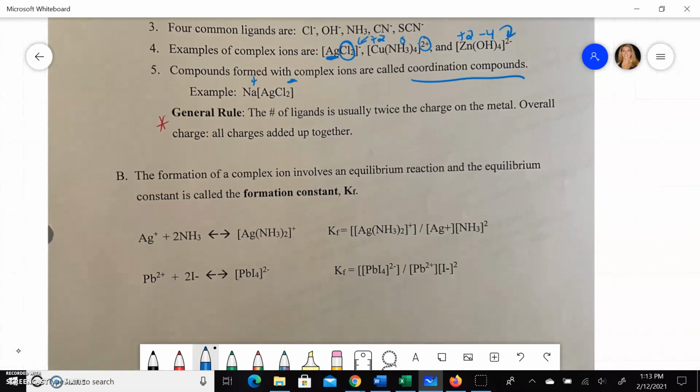And you can also do a K expression for this. It's called Kf for the formation of it. And we'll do some more problems with this in the progress check for some examples. And that is it for chapter 16.